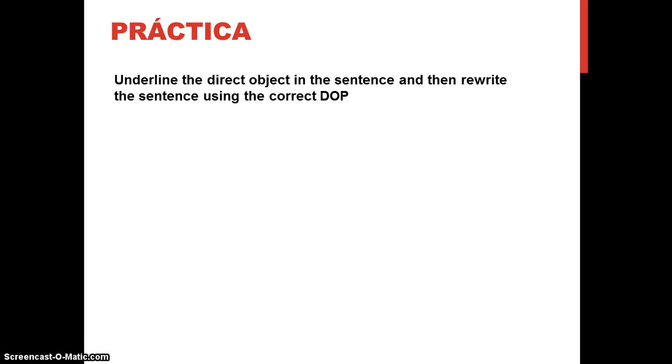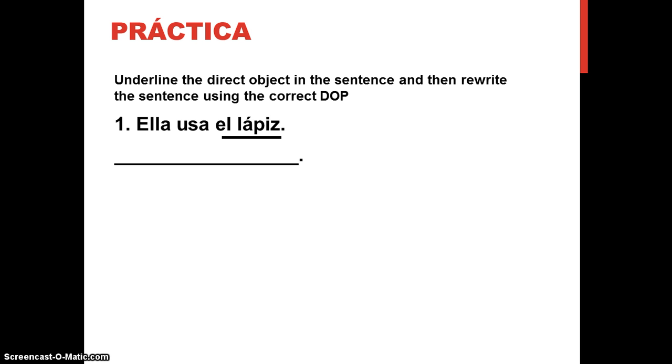Okay, so we're going to do this practice together, so please make sure that you go through these activities as I am saying them out loud. So 2 parts. First of all, you're going to underline the direct object in the sentence and then rewrite the sentence using the correct direct object pronoun. So ella usa el lápiz. She uses the pencil. First step, I want you to underline the direct object. You should have underlined el lápiz.